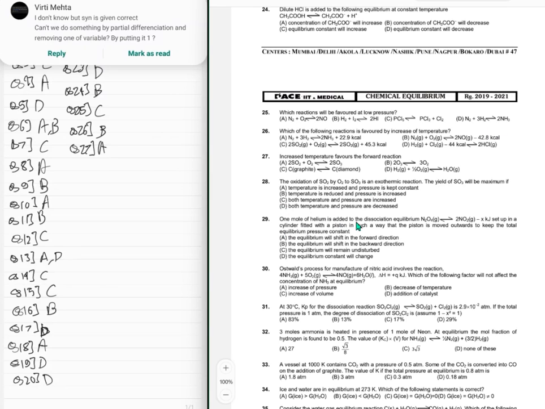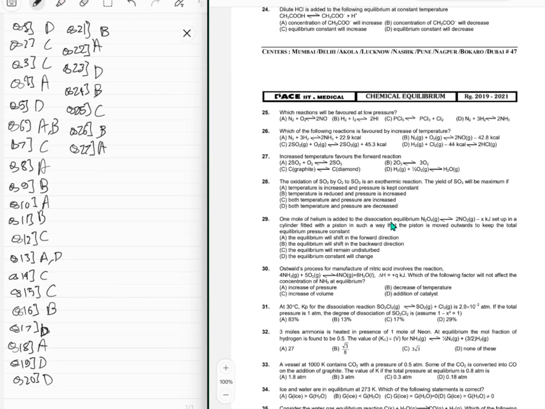One mole of helium is added to the dissociation equilibrium. Helium, okay, so N2O4 gives that. Set up in a cylinder fitted with a piston, right, the kind of question that I was talking about, so that the piston moves out to keep the pressure constant. So the actual pressure of the system will decrease, so it will try to go to the right to increase the pressure. So the equilibrium will shift in a forward direction. Yes.